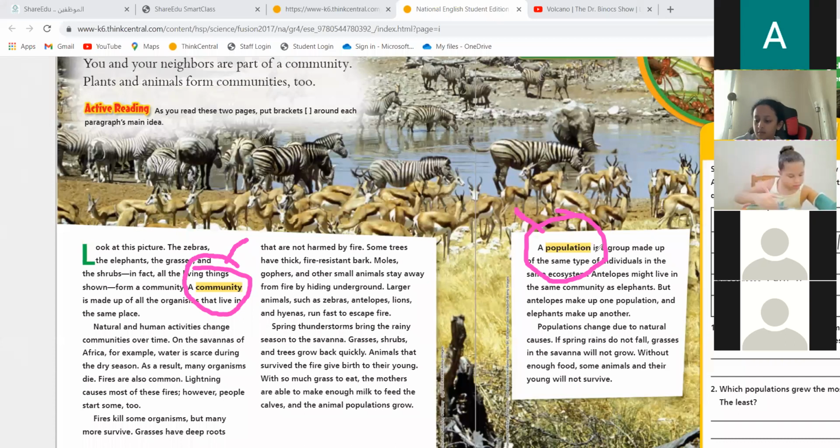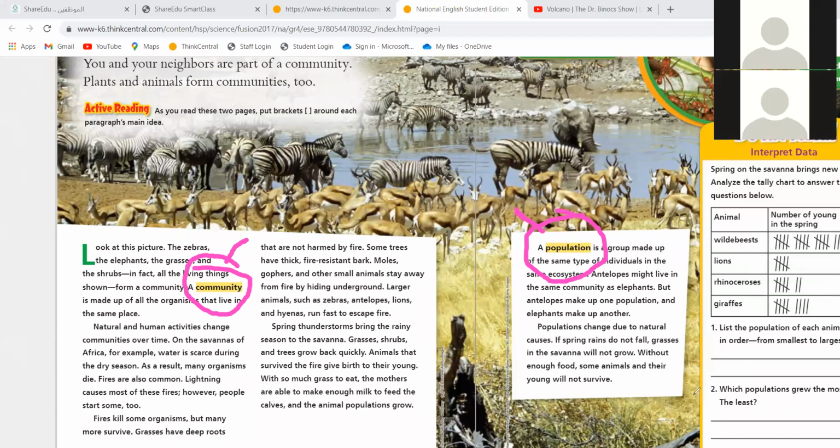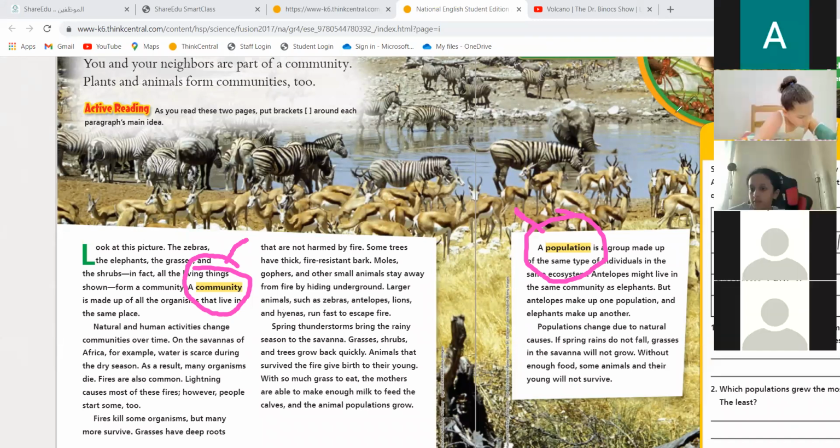Community. Of course, the community is bigger. Why is the community bigger? Can you tell me why community is bigger than population?